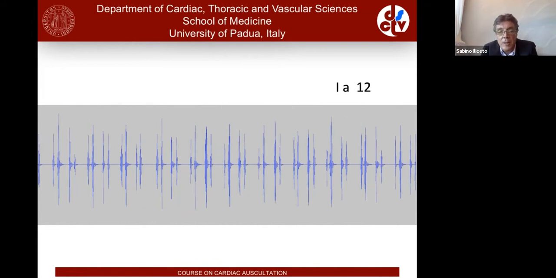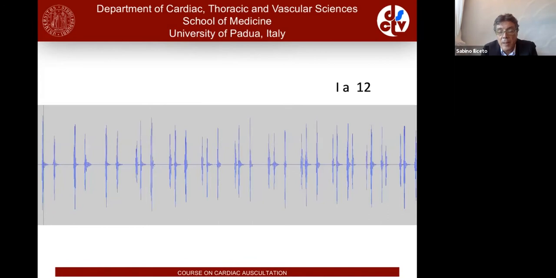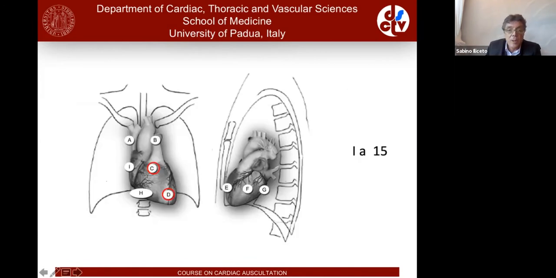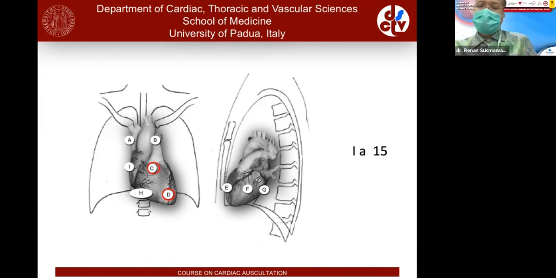So let's go now to the last example in this part of my presentation. And we are dealing with something different. As I told you, the first sound is the result of closure of the mitral valve, closure of the tricuspid valve, and opening of the aortic and the pulmonary valves, because these things occur almost simultaneously. While the closure of the mitral and tricuspid valve produces a sound, opening of the aortic and pulmonary valve does not produce sound, with one exception.